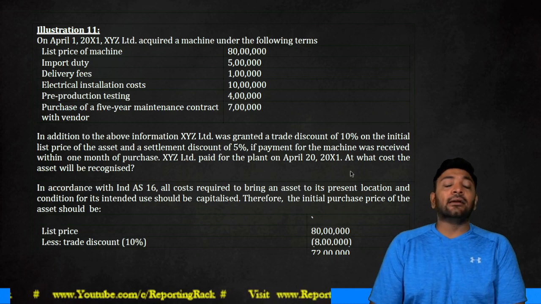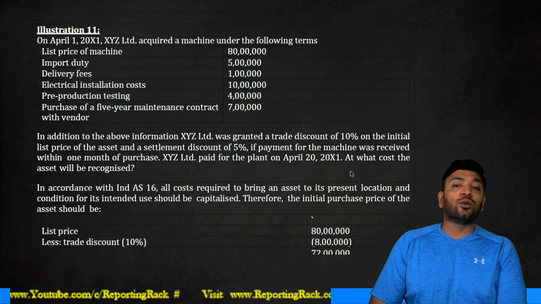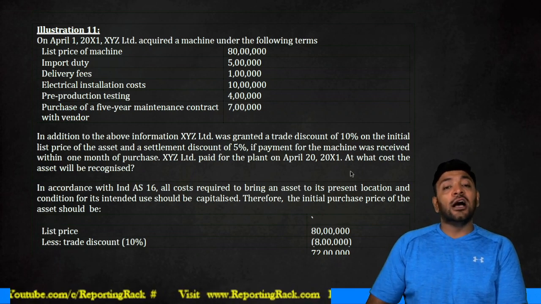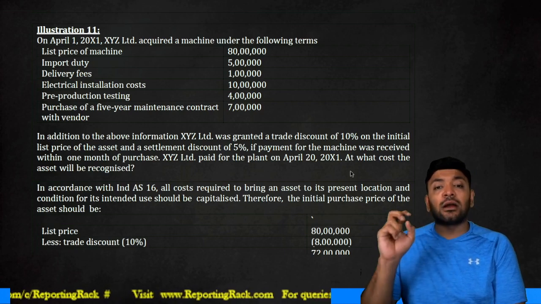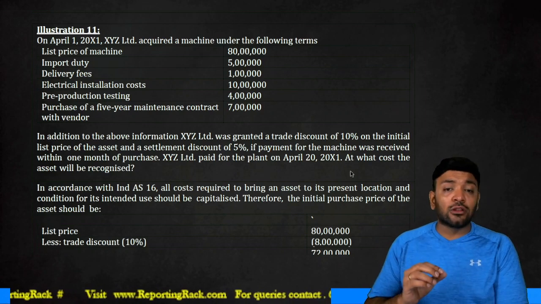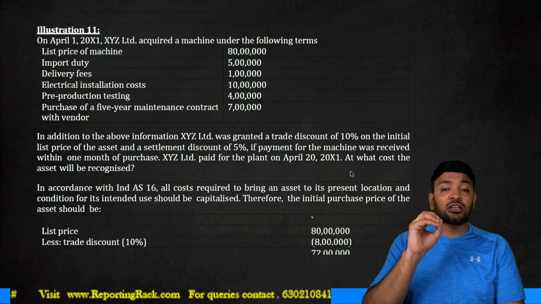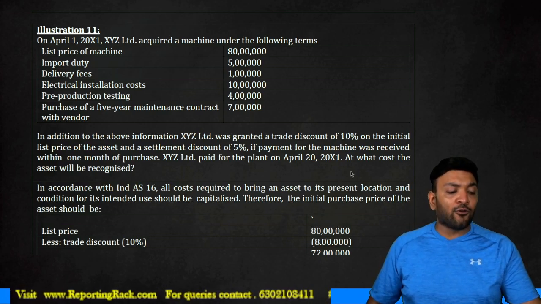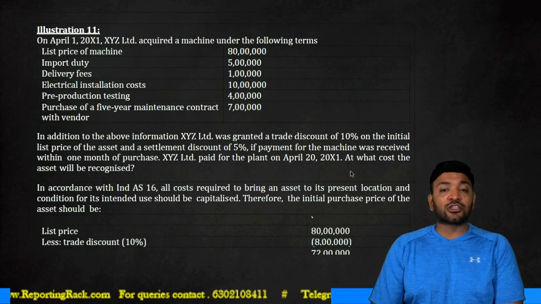Pre-production testing. Testing, as far as it is successful, has to be included in the cost of the asset, because without testing, you don't know whether the outcome from the asset is as intended by the management or not. So therefore, testing becomes a very important inclusion even in the cost of the asset. So add another 4. What about the purchase of a 5-year maintenance contract?